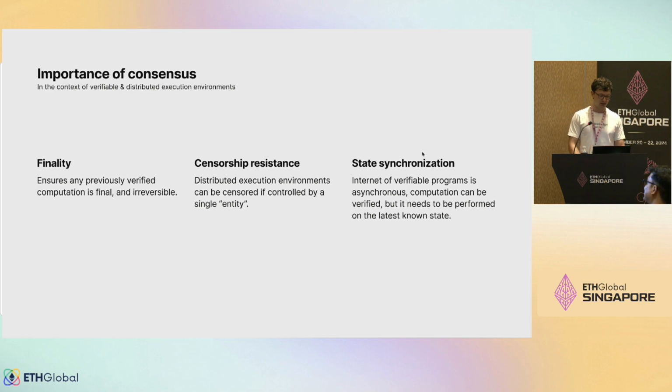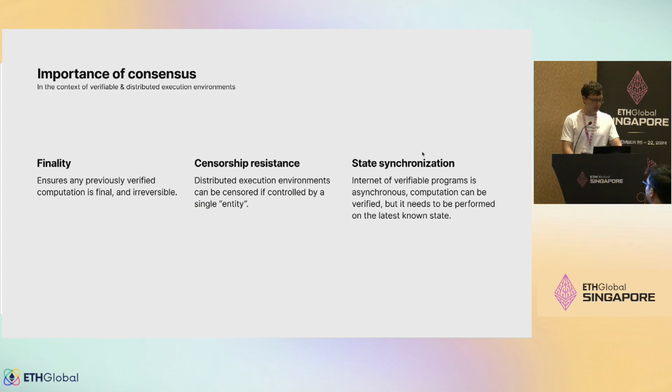A second property that we get is censorship resistance, so that through the consensus we can be sure that everyone who wants to participate can also participate, without relying on a single party that can censor or allow anyone in or not in.